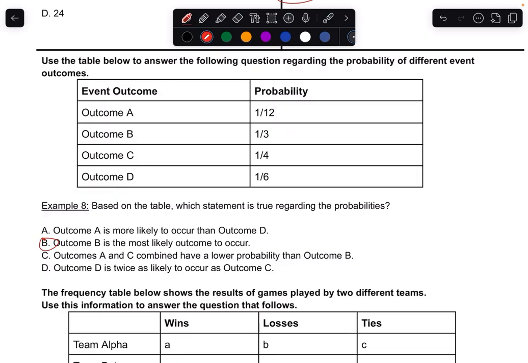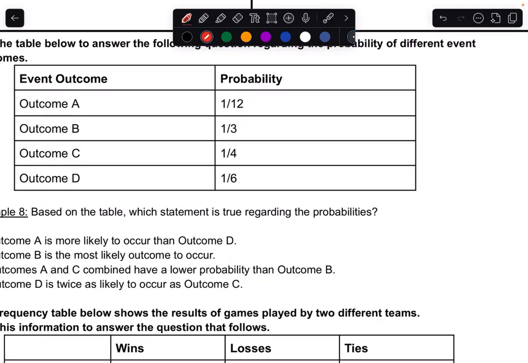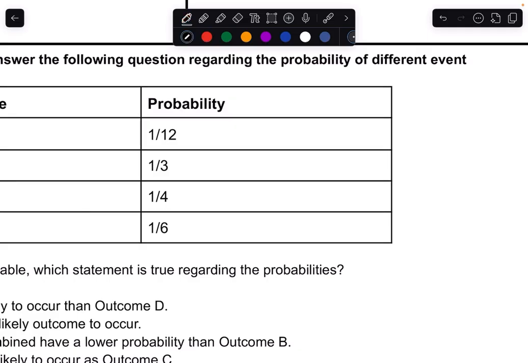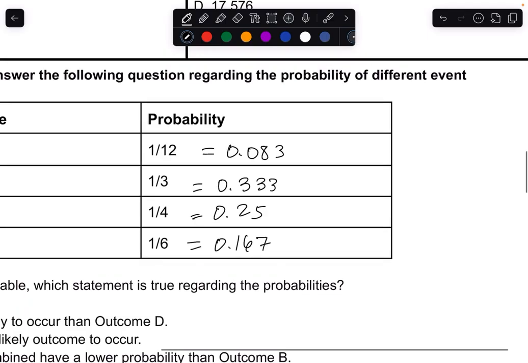Well, fractions are weird. And honestly, with fractions, if you want to just turn them into a decimal, that might be easiest. So 1 divided by 12 is 0.083. 1 divided by 3 is 0.333. I'm doing 3 decimal places for the sake of accuracy. 1 divided by 4 is 0.25. And 1 divided by 6 is 0.167. So it's a little bit easier now to see which number is bigger or smaller than the other. For example, clearly A is the smallest of all the three.